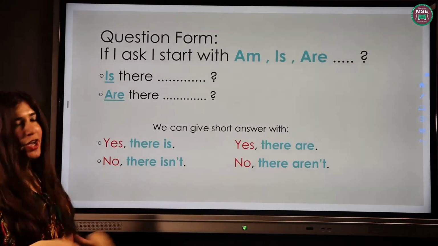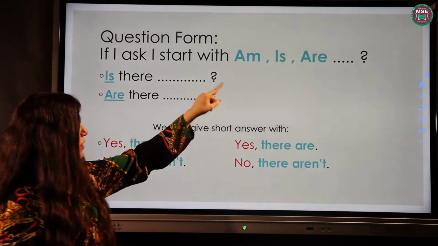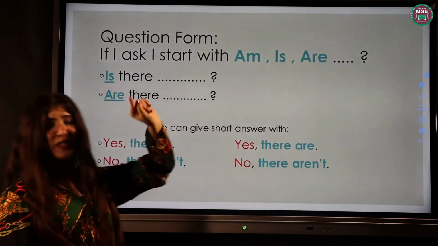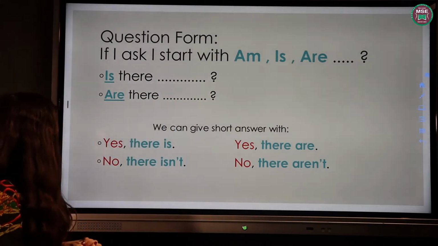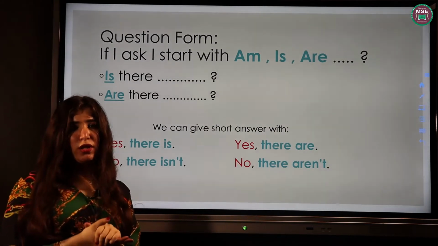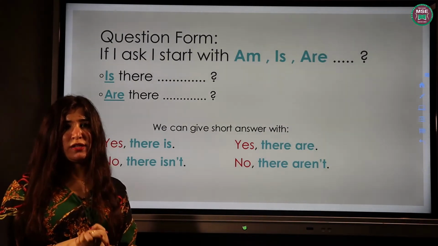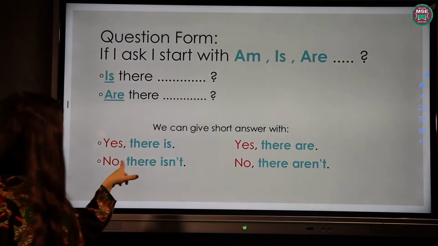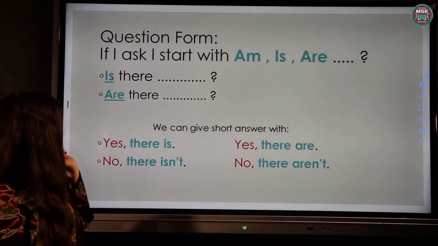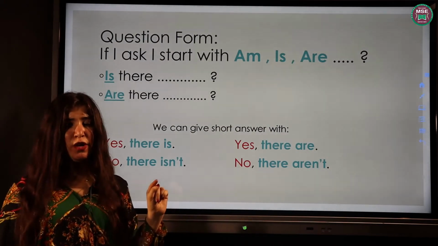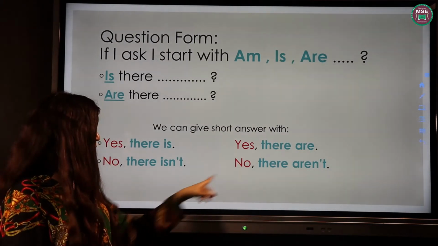Question form. If I ask, I start with am, is, are, and then I put a question mark at the end of the sentence. Like, is there a fan inside the class? Yes, there is. Are there any flowers inside the class? No, there aren't.